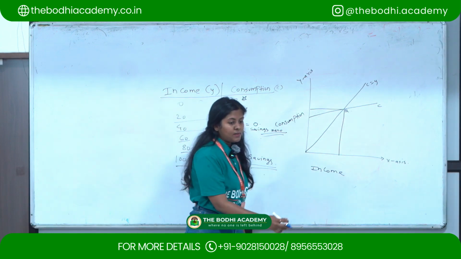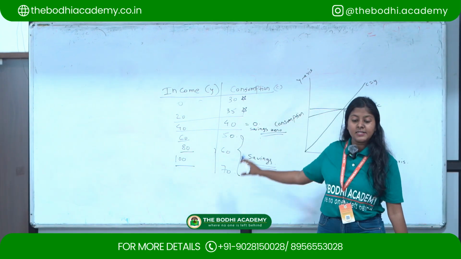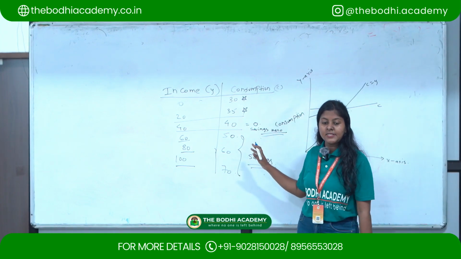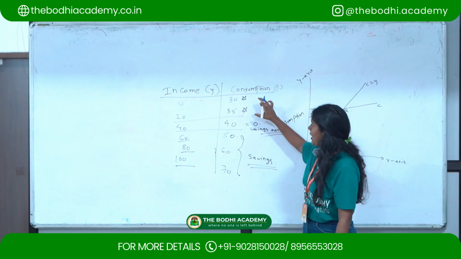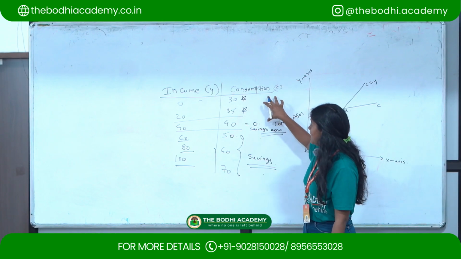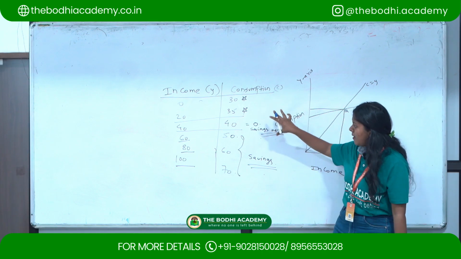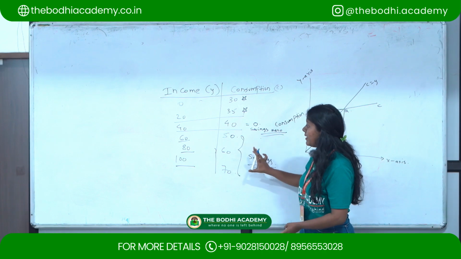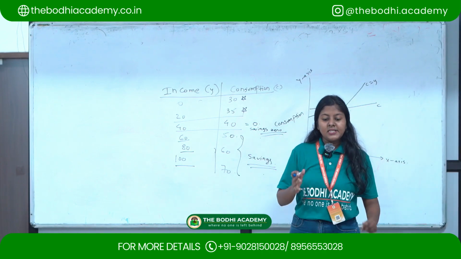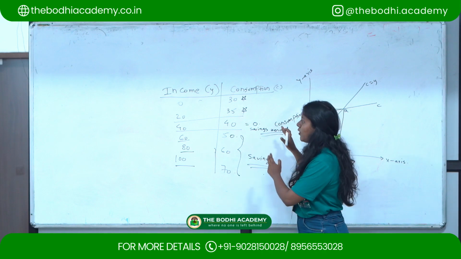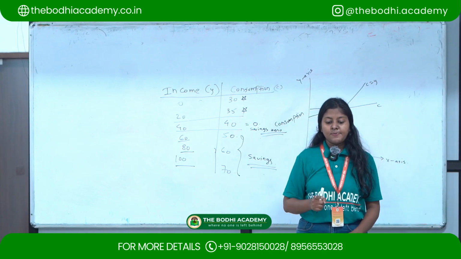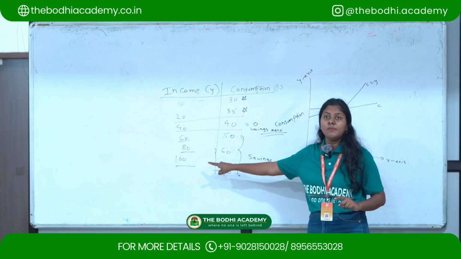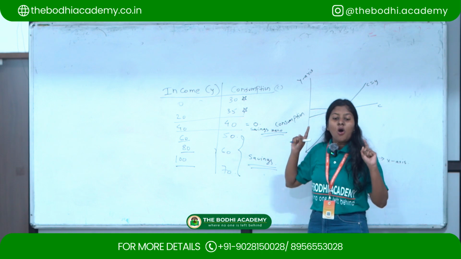Here it is nothing but the amount of money spent by the people on the purchase of goods and services in order to satisfy their wants. At first we can see that savings are literally zero, but as income increases, people have started to save. So this is directly related to the level of income. Consumption expenditure increases as income increases.